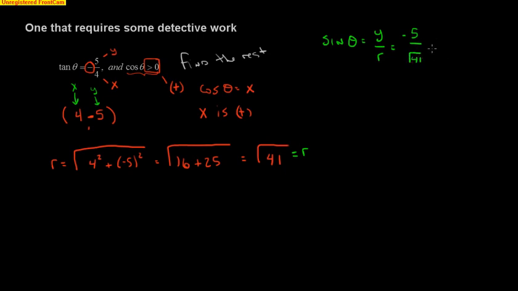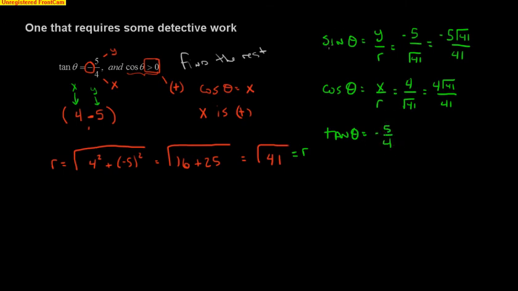Now, that's okay, but a lot of ACT or SATs and a lot of standardized tests are going to have that rationalized. So you have negative 5 radical 41 all over 41. Okay, we can do cosine. Cosine's x over r. So if I fill that in, that's going to be 4 over the square root of 41, which is going to be 4 radical 41 over 41 if we rationalize it. And then tangent. Well, tangent was given, so don't screw that up. Tangent was negative 5/4.